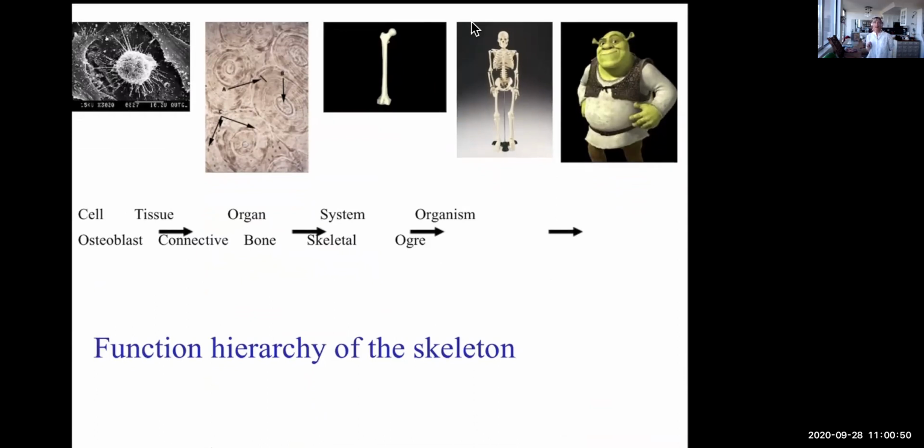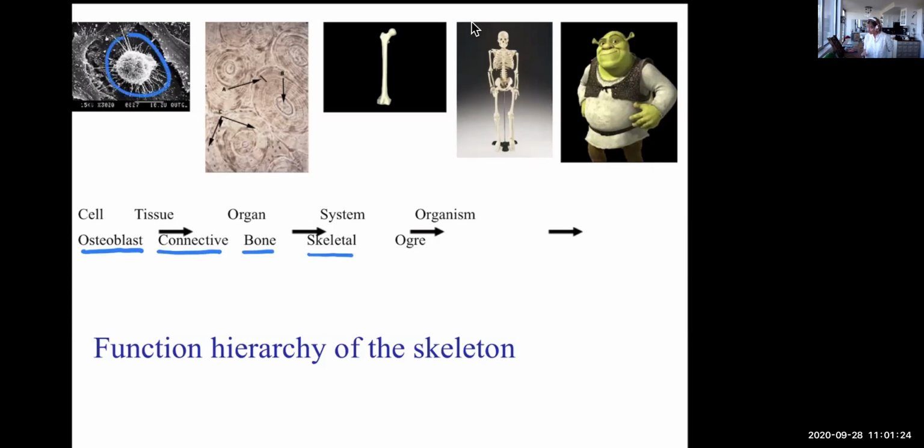So we start with cells, they being the smallest living form. In this case, when we're talking about the skeleton, the cell is called an osteoblast. The type of tissue to which osteoblasts belong is called connective tissue. Tissues form organs, just like the stomach that we just looked at. In this case, the organ is a bone. The system is called the skeletal system.